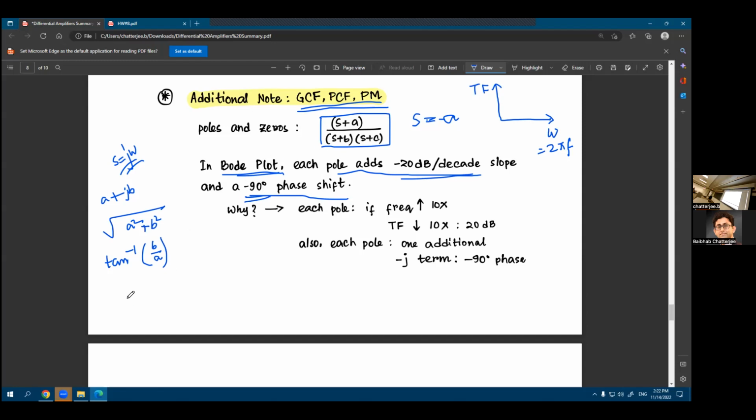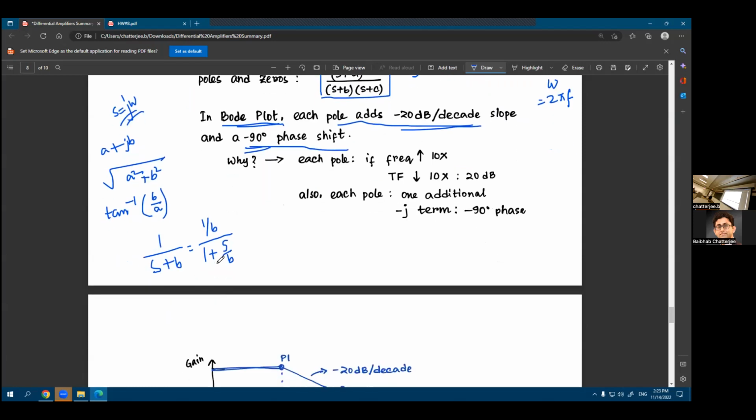Again, why? Let's just think about the case that you have one pole, let's say 1 over s plus b. Okay. Now this can be represented as, let me divide the numerator and denominator both by b. So you have 1 over b at the numerator. At the denominator, you have 1 plus s over b, right? So I've just divided both the numerator and denominator by b. So what's the phase of this? So you just represent s as j omega. So I write it as 1 over b, over 1 plus j times omega over b, right?